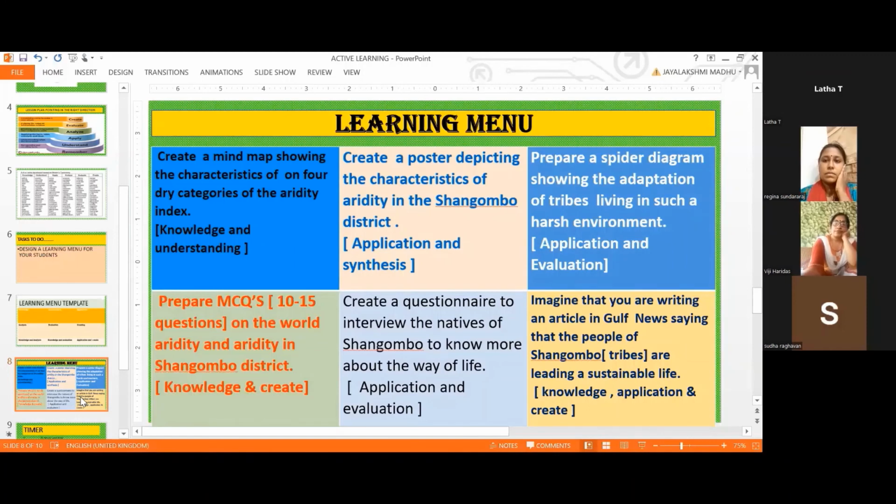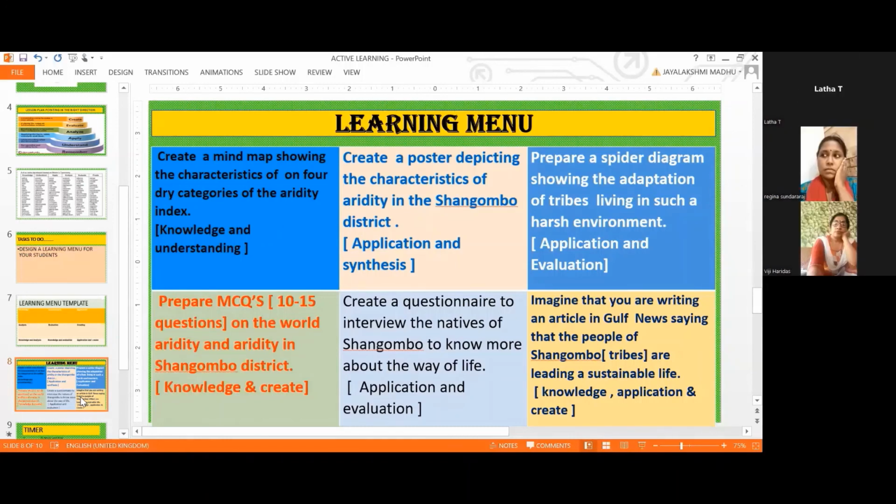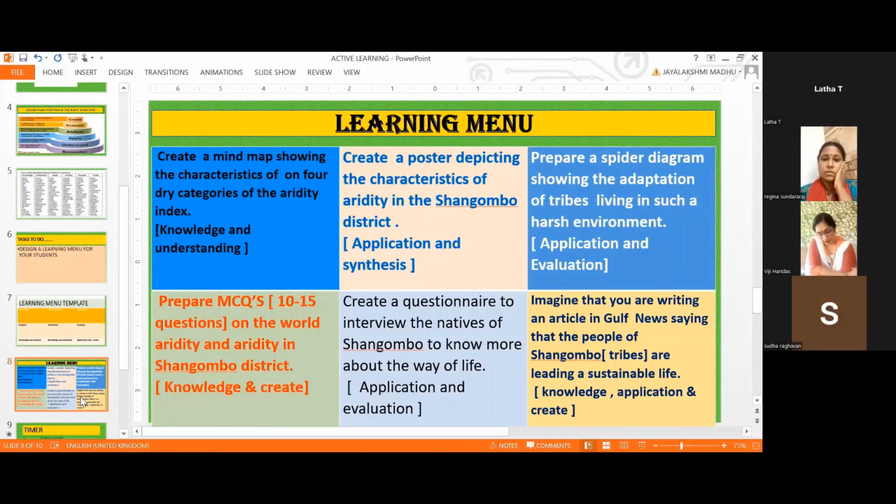It may not be applicable to all the topics, but if it is maths, they will be able to solve critical thinking skill problems. So it may differ from subject to subject, but you have to choose the verbs from the Bloom taxonomy, and you will be framing a learning menu. It can be a set of questions. It can be 4 column or 3 column, or this is a menu. You can make as many as you like, depending on the topic you are choosing.